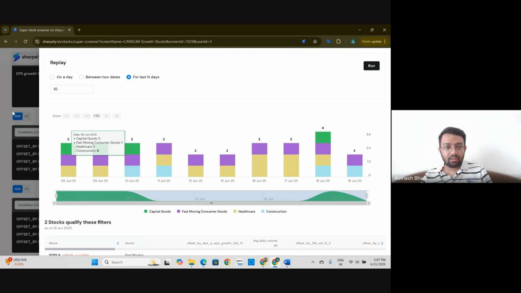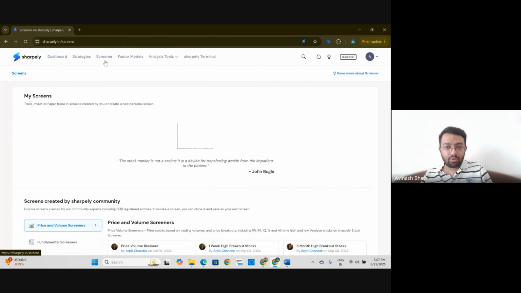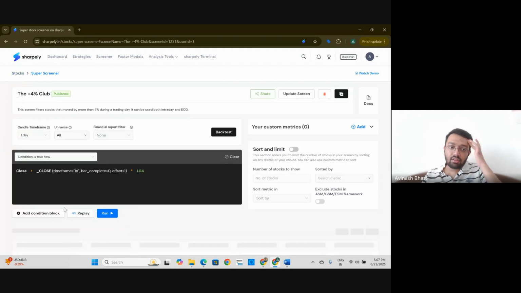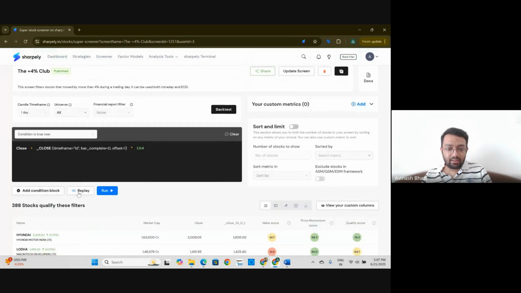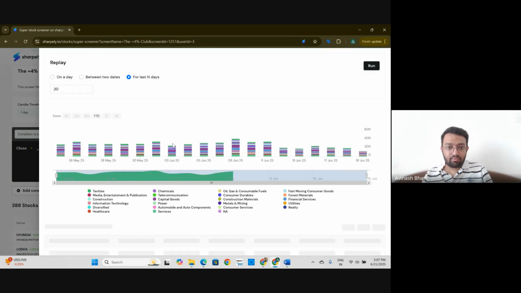So similar number of stocks. The example that I was talking about that you can use as a dashboard to check the momentum of the market is this. So we have these stocks that have moved 4% or more in a day. Now you can replay this for the last 20-30 days and check how the trend of the market is going.